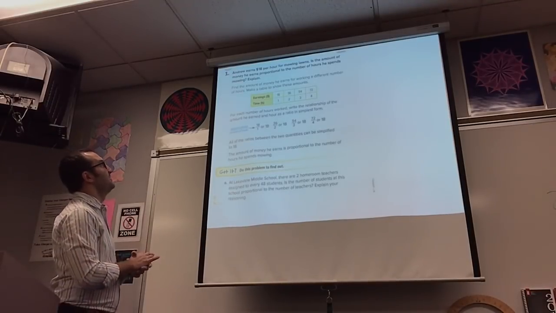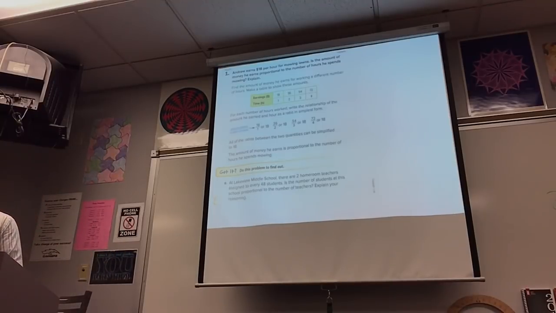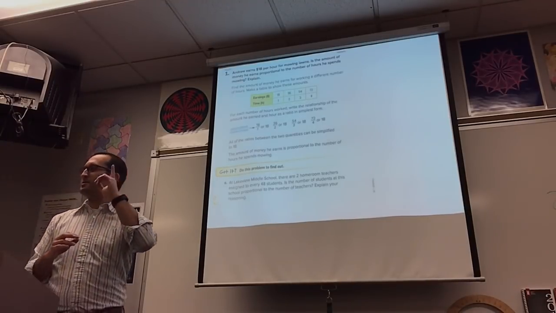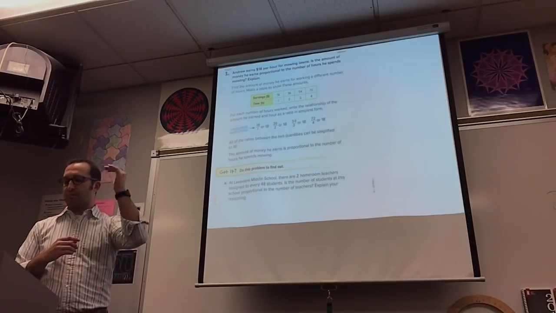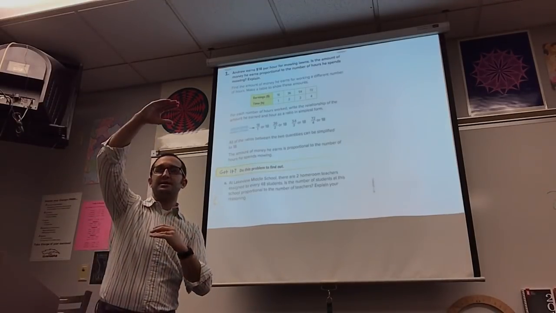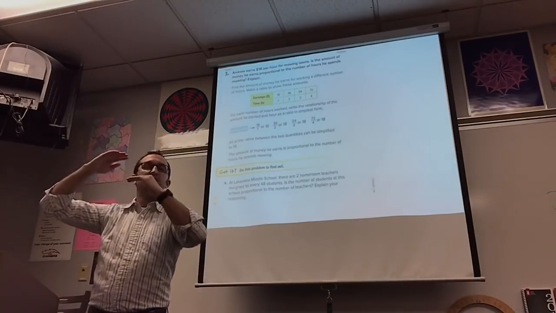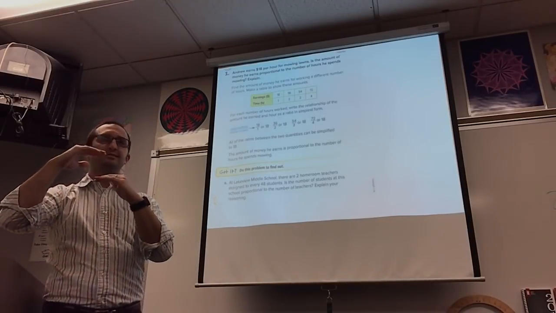All right, so we're talking about Andrew. Andrew earns $18 per hour mowing lawns. Is the amount, and notice the order here, is the amount of money he earns proportional to the number of hours? So is the amount of money he earns proportional to the number of hours? What is that question actually asking us?